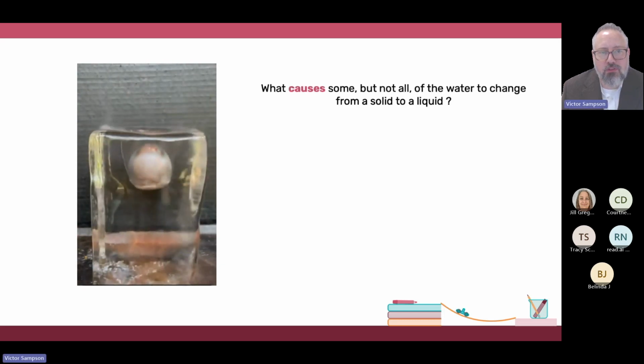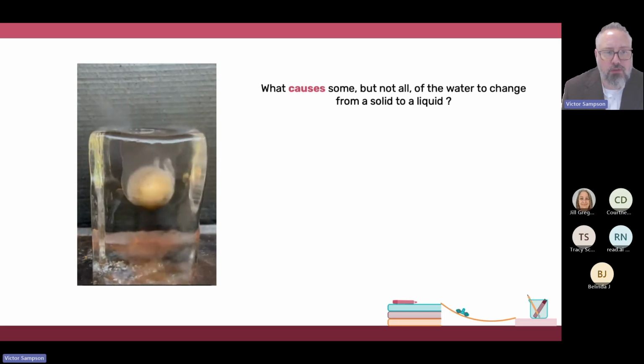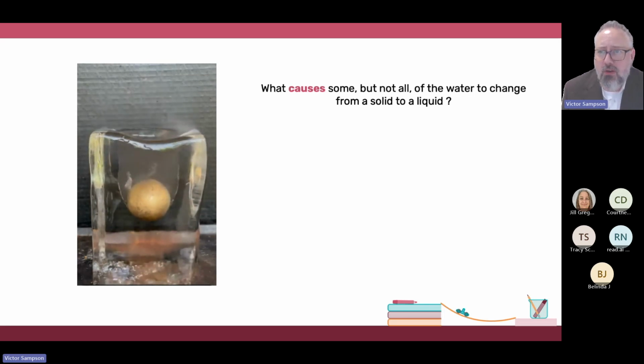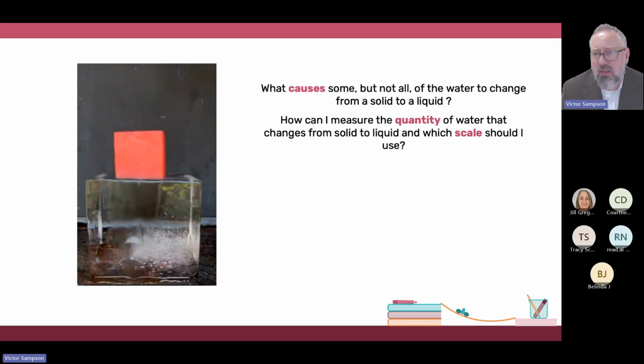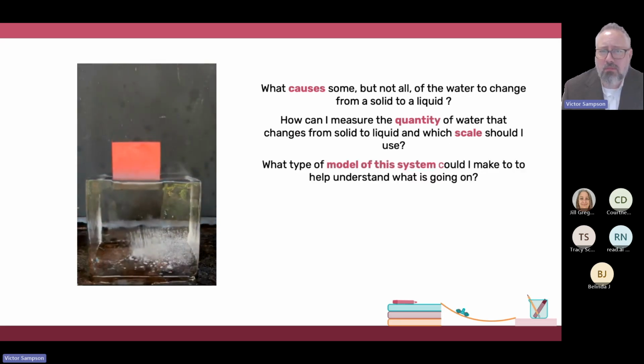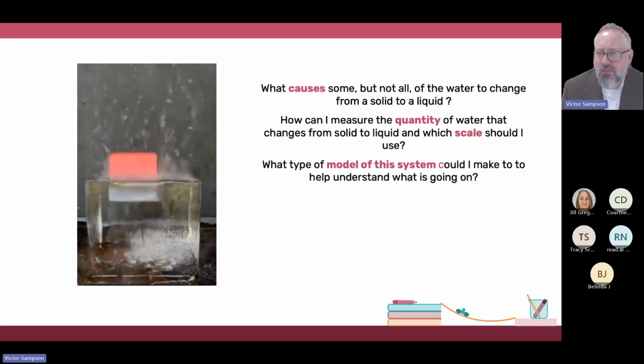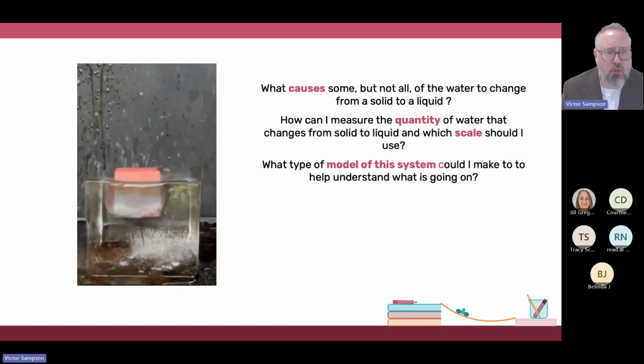So instead of just saying what's going on, right, we can use the recurring themes and concepts to think about what we need to pay attention to, right, and design investigations around that. So what causes some but not all of the water to change from a solid to a liquid? How can I measure the quantity of the water that changes from solid to liquid, and which scale should I use to do that? What type of models of the system could I make to help understand what's going on?